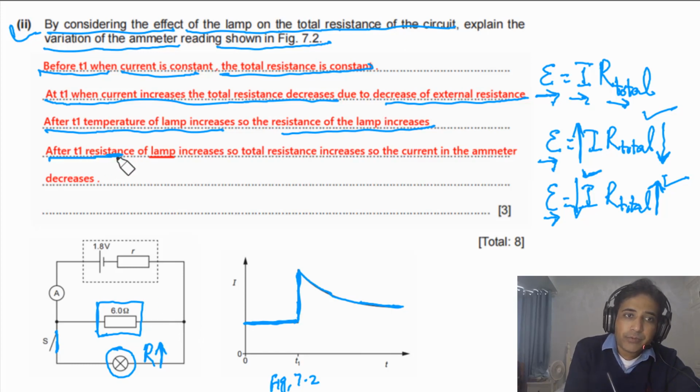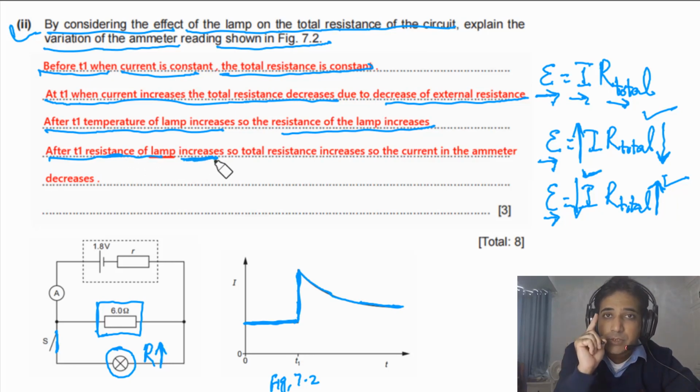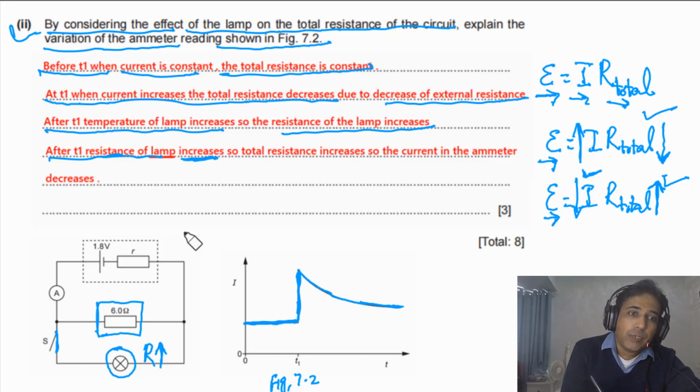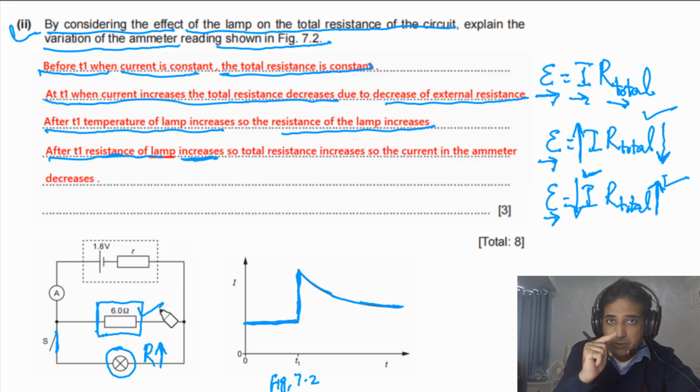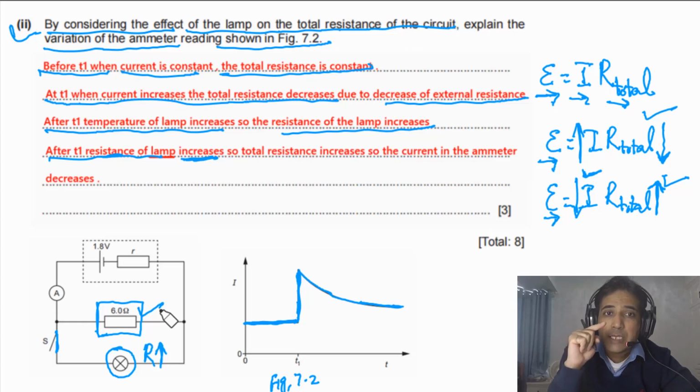After T1, resistance of the lamp increases. Very important one, you have to mention this. Resistance of the lamp increases, not only that the total resistance increases. So you have to say this resistance is fixed. As total resistance increases, it means that resistance of the lamp increases, and resistance of the lamp increases with temperature, and resistance of the lamp also increases with PD. So when potential difference across the lamp increases, more electrical energy will be converted into thermal energy, that will increase the temperature of the lamp, and as temperature of the lamp increases, resistance of the lamp will increase.